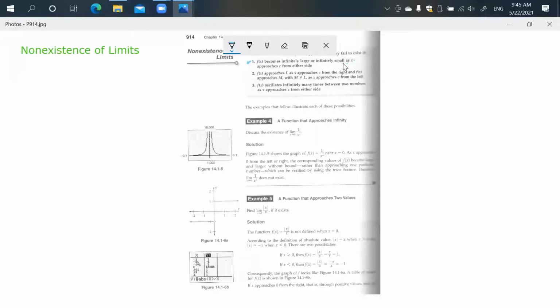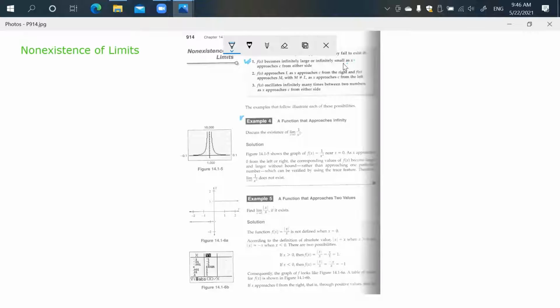Okay, now we see the first condition here, number one. How does it look like? The function becomes infinitely large or infinitely small. See this one, the first one. The question says: discuss the existence of the limit of 1 over x squared when x approaches 0.